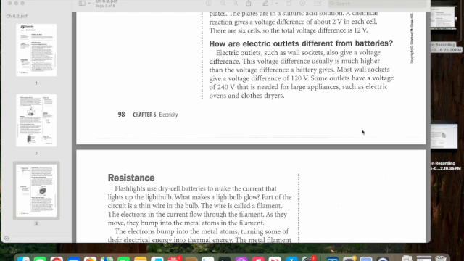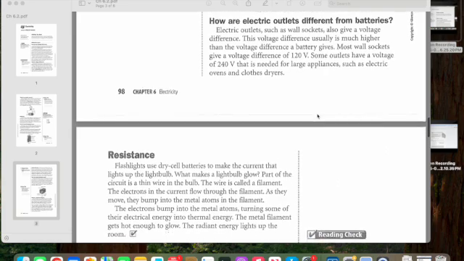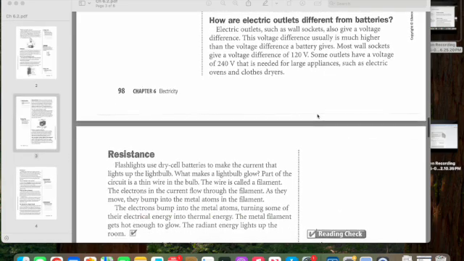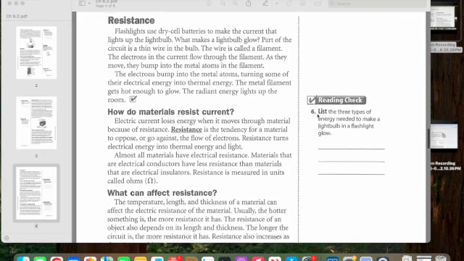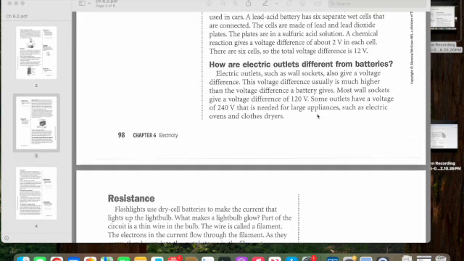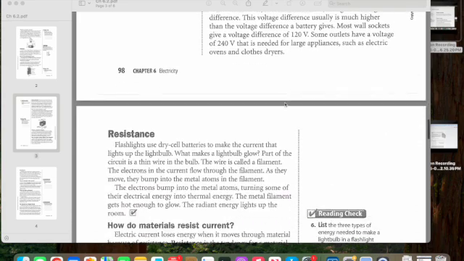Most wall sockets give a voltage difference of 120 volts, and some outlets have a voltage difference of 240 volts that is needed for large appliances such as electric ovens and clothes dryers. So that's way, way more volts, and volts equals danger. Oh, I'm sorry. In that paragraph there, we should have highlighted the first two sentences. Electric outlets such as wall sockets give voltage difference, and the difference is usually much higher than batteries.